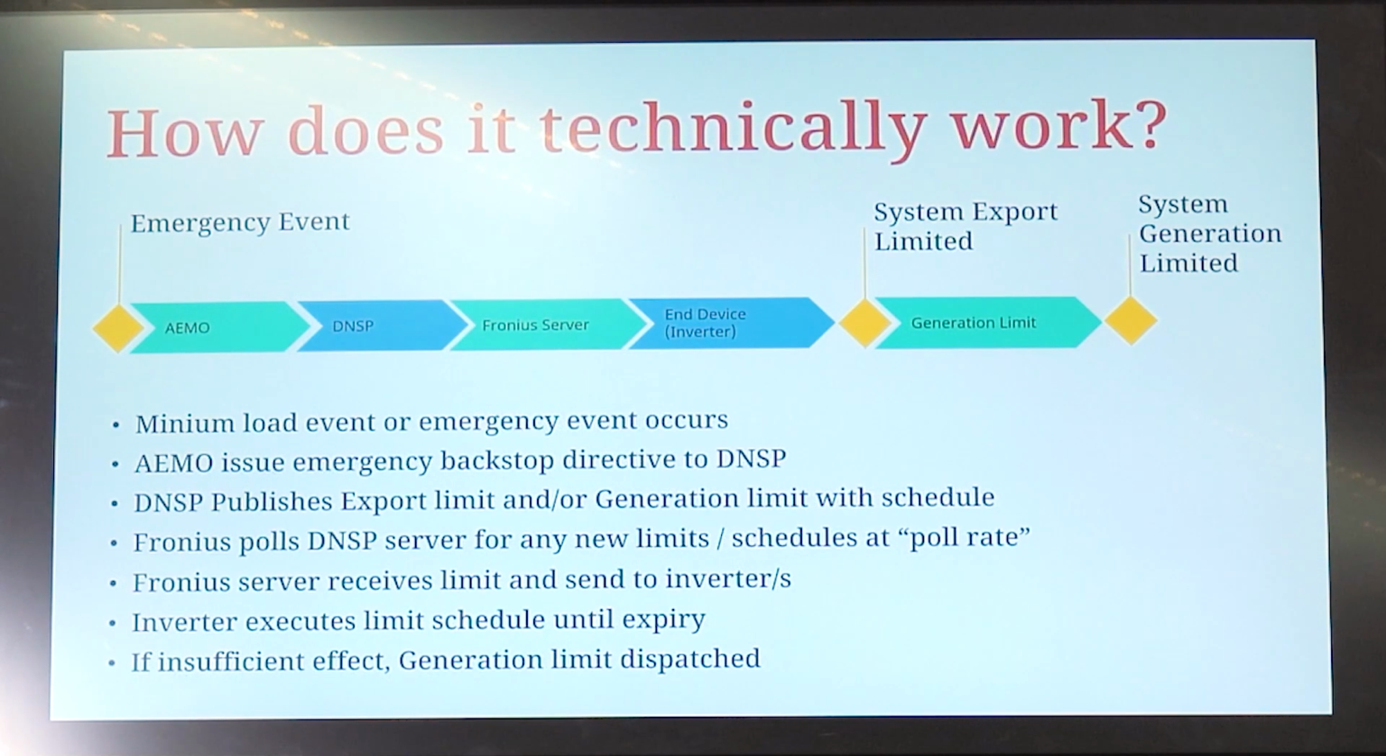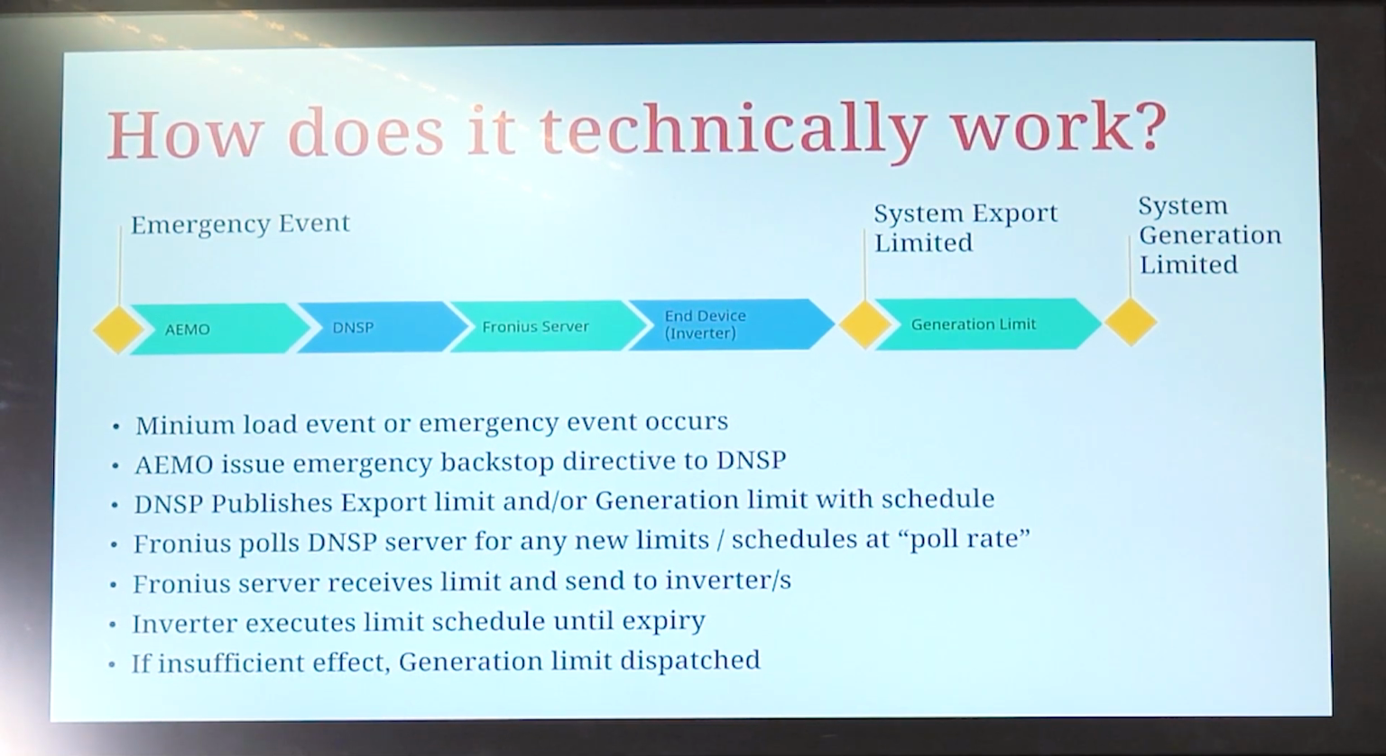When I say generation limit, an export limit is fairly straightforward: what's able to be exported to the grid. A generation limit is what the inverter itself is allowed to produce, so what's actually coming out of its terminals. They will publish a limit with a schedule. In this type of protocol, it works on a start time and a duration. There is no end time, so to say, but the end time is derived from the duration.